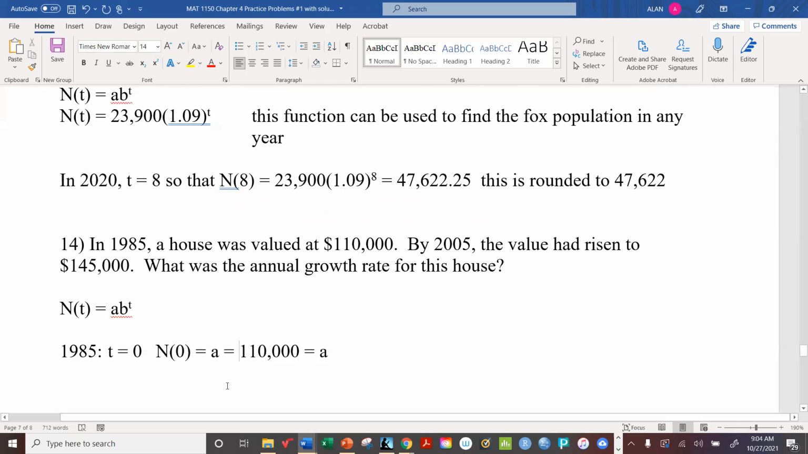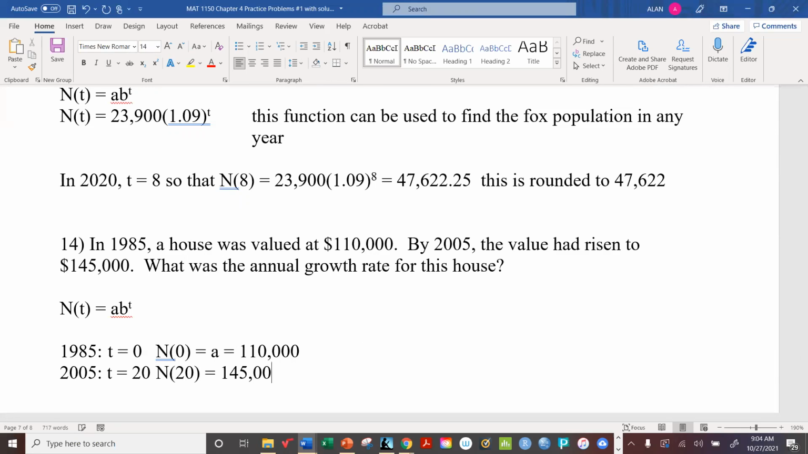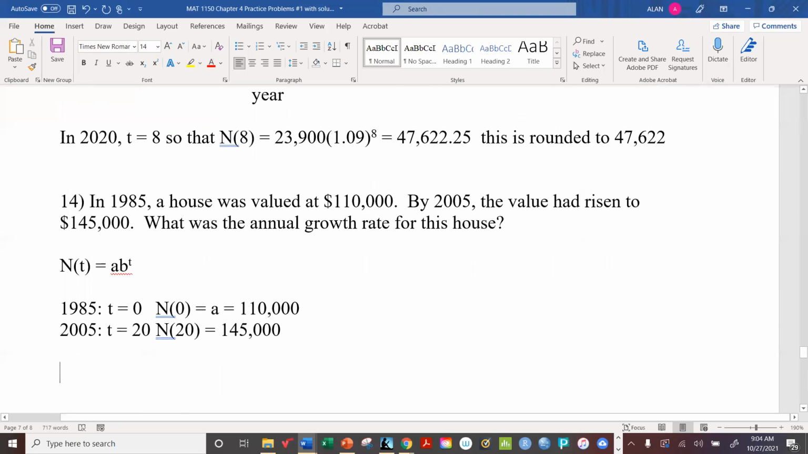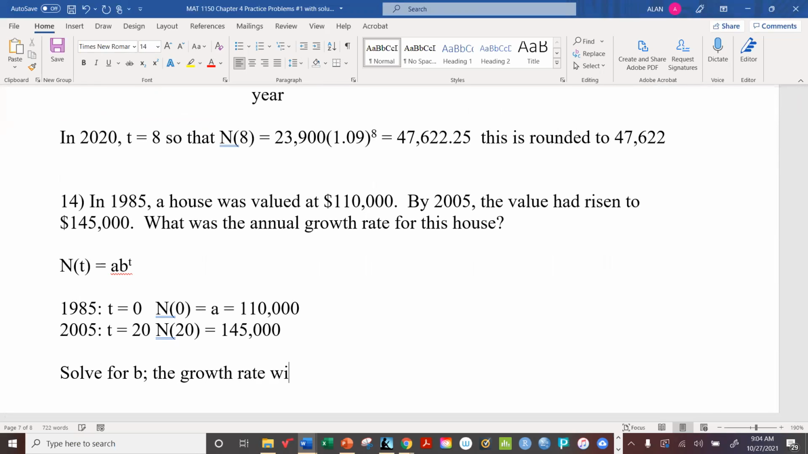Actually, let me write it like this. Now b is what we're looking for. 2005 is t equals 20. And we're told that n of 20 is 145,000. So what we're going to do is solve for b. The growth rate will be b minus 1, since b is the growth rate plus 1.